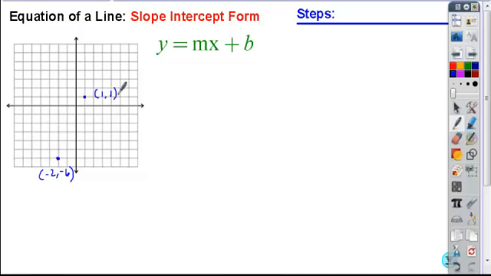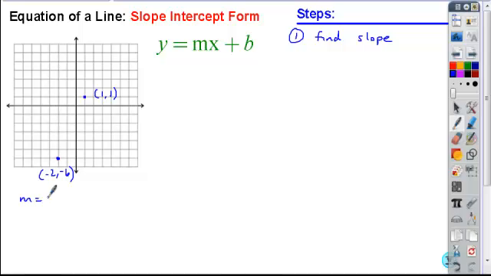Right, so when we're looking at these 2 points, let's say we want to find the equation of a line that passes through these 2. Right, so here are the steps. Okay, the first is you need to find the slope. Once again, you can either count it or you can use the calculation method. I'm going to go ahead and just use the calculation to talk through it.